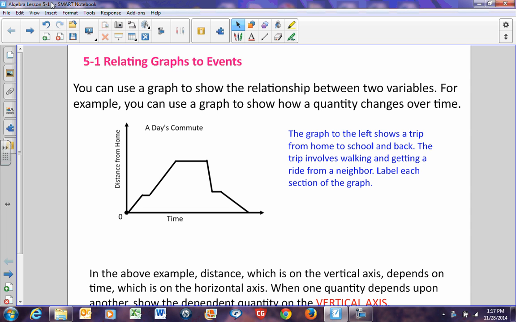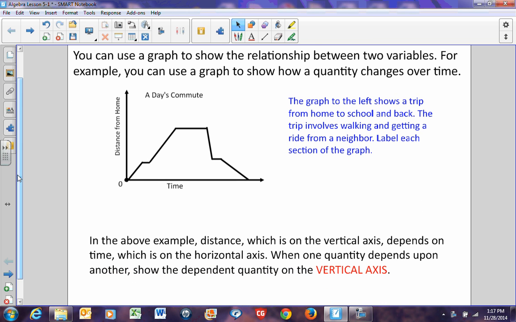This is lesson 5-1, relating graphs to events. Now you can use a graph to show the relationship between two variables. For example, you can use a graph to show how a quantity changes over time. The graph we have to the left here, a day's commute, shows a trip from home to school and back.